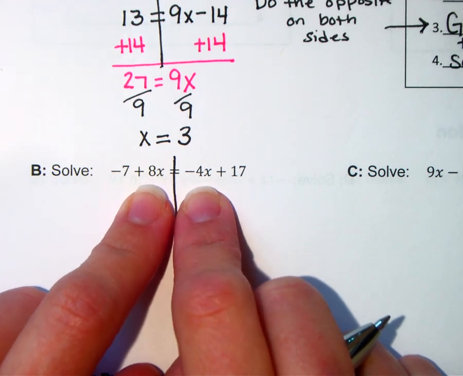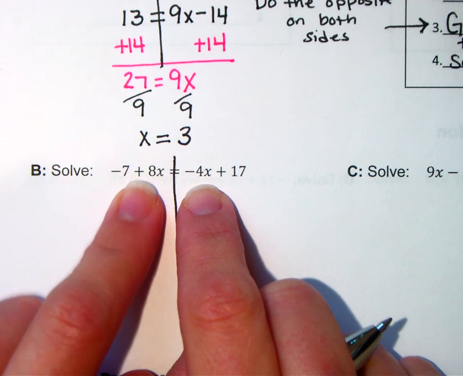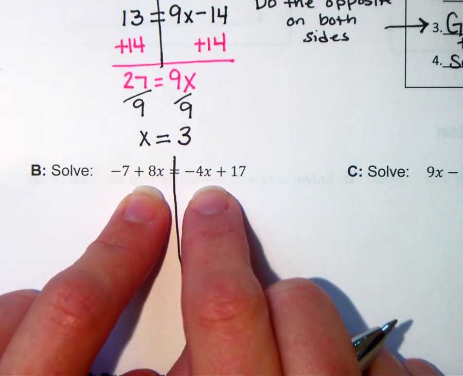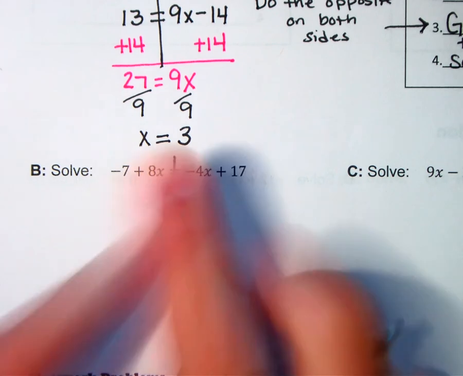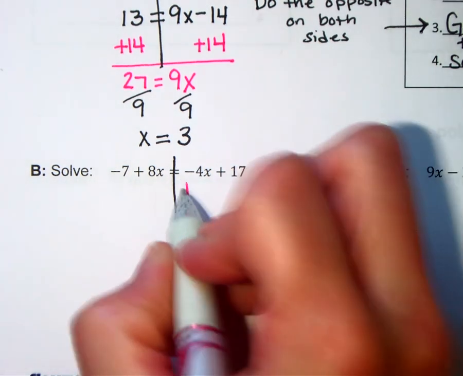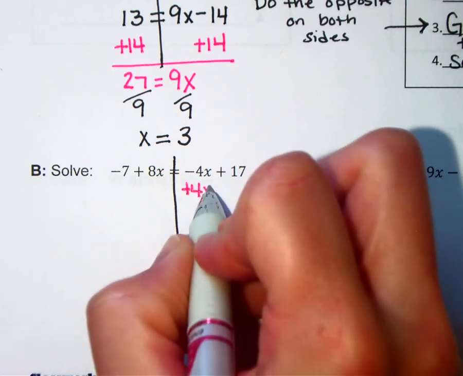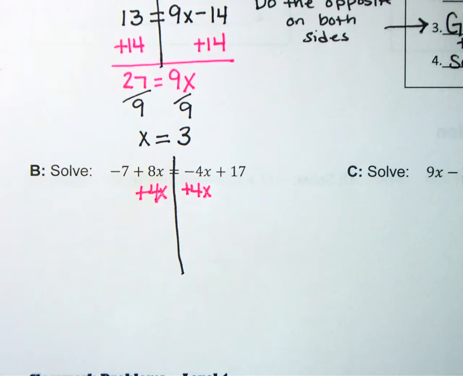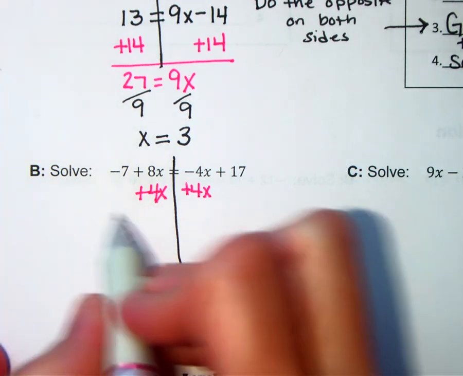But which one should I do the opposite of? Which one is smaller? My positive 8 or my negative 4? This negative 4 is smaller, so I'm going to do the opposite of that on both sides. So I'm going to plus 4 on both sides. Could I subtract 8 to both sides? Absolutely you could, and you would still get the same answer. But the difference is you'll be dealing with negative numbers versus dealing with positive numbers. So that's why I like to do it that way.